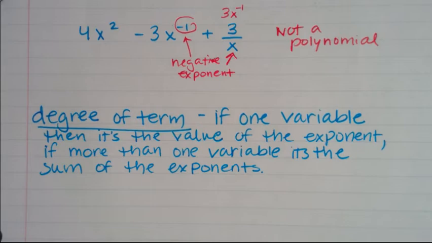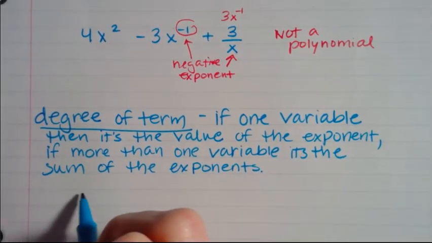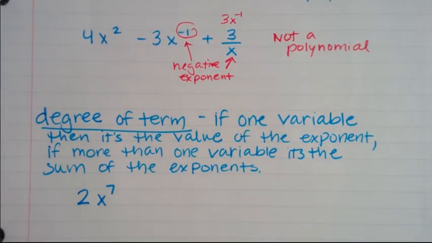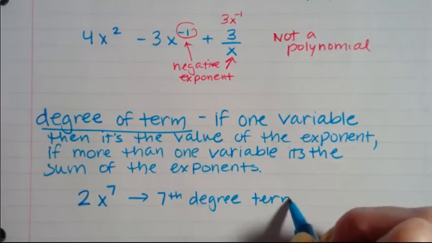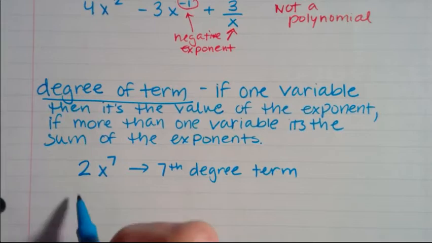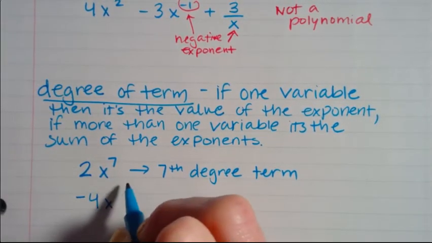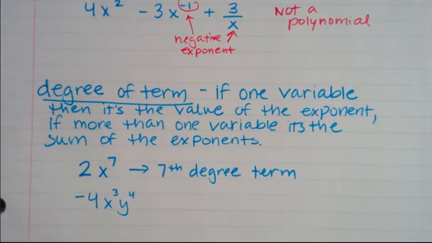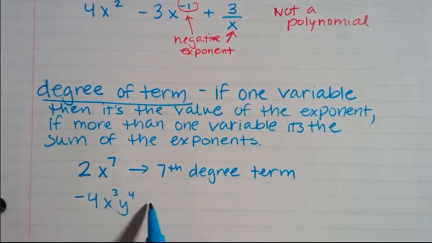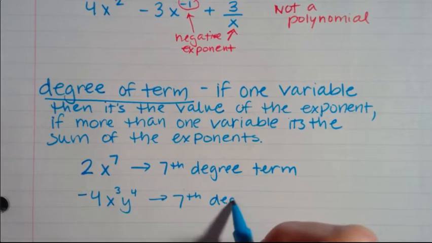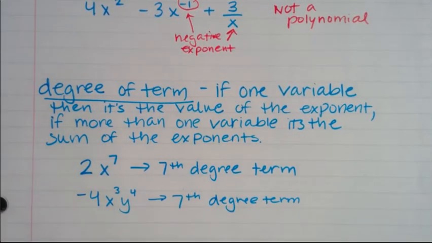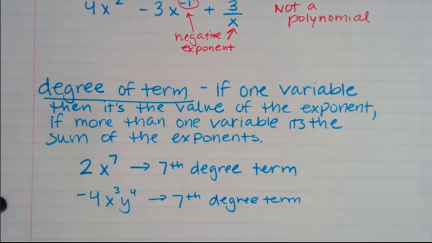So each term can have a degree. The whole polynomial could also have a degree. Okay, so here's an example for the term. So in this case, it's a 7th degree term. So then if I also had negative 4 x to the third y to the fourth. Now if I have more than one variable in my term, it's the sum of the exponents. We don't actually add them and get something different, but when we're looking for the degree, this would be the 7th degree term also. The reason this is important is because depending on the degree that you have of the highest term, that determines the degree of the whole polynomial.